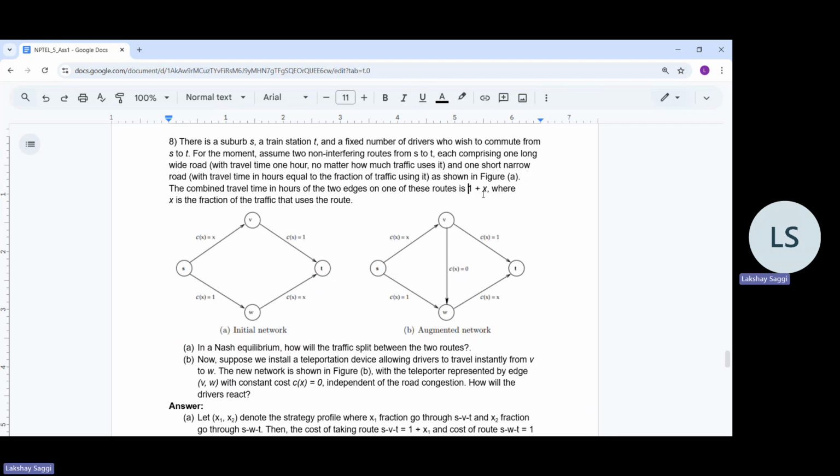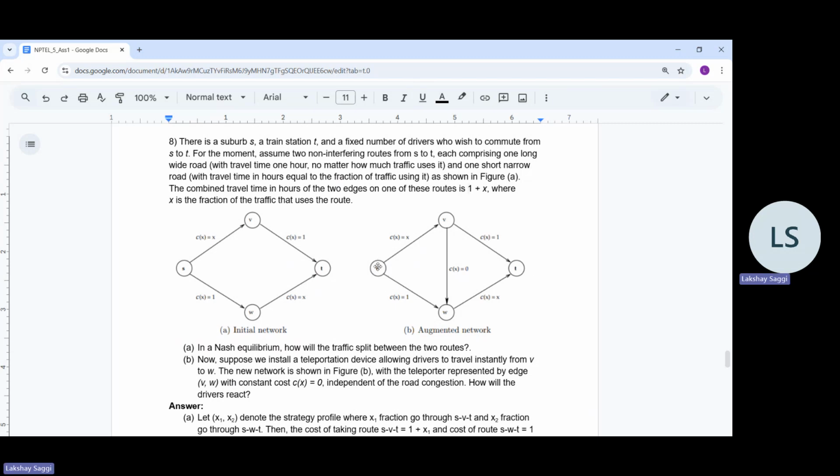Again, if we look at the strategy profile, some people will take this SV route and some people will take this SW route. Let's say the fraction of people taking the SV route is x1 and the fraction taking the SW route is x2. The people taking the SW route go from SW to WT. So they will have a cost of 1 plus x2.